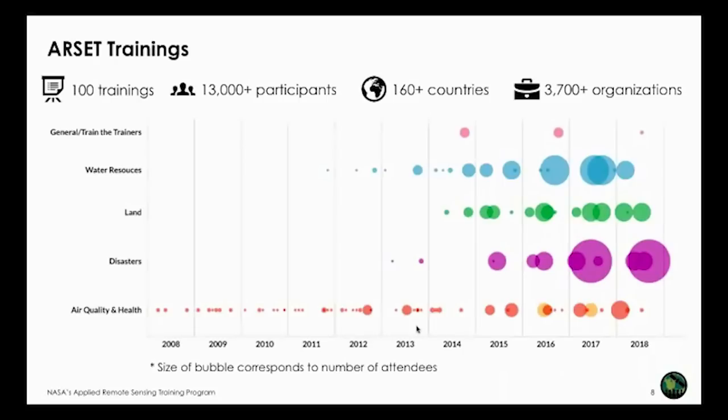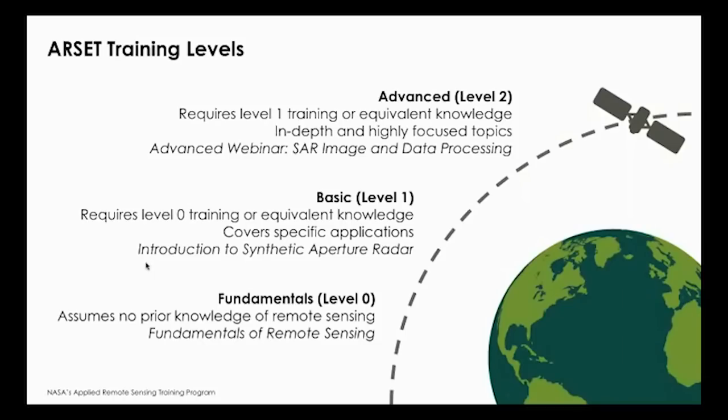ARSET program started in 2008, and as you can see, different themes were added for different years, and at the end of last year, ARSET has conducted 100 plus trainings and has trained 13,000 plus participants, covered over 106 countries, and has reached more than 3,500 organizations. And so this is overall performance for ARSET trainings.